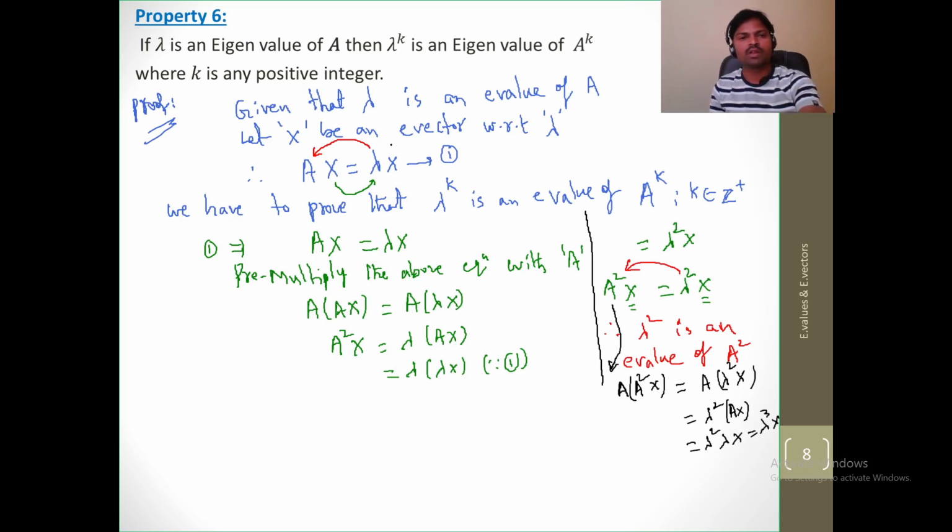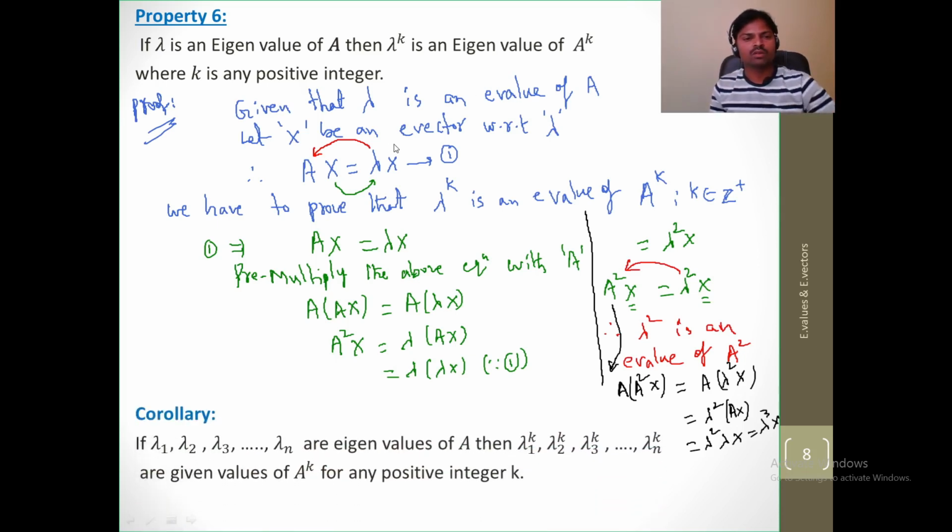Let's look at one corollary. If lambda 1, lambda 2, lambda 3, up to lambda n are the eigenvalues of A, an n by n order matrix, then n eigenvalues are there. This is given to us. Then the conclusion is lambda 1 power k, lambda 2 power k, and so on up to lambda n power k will be the eigenvalues of A power k for any positive integer k. And with this I will stop.